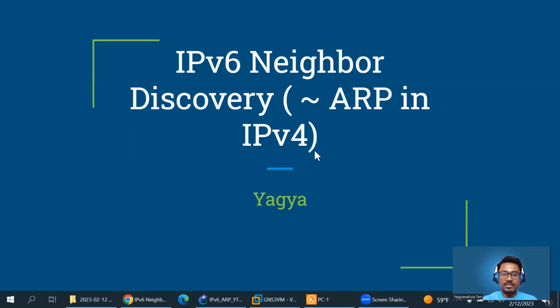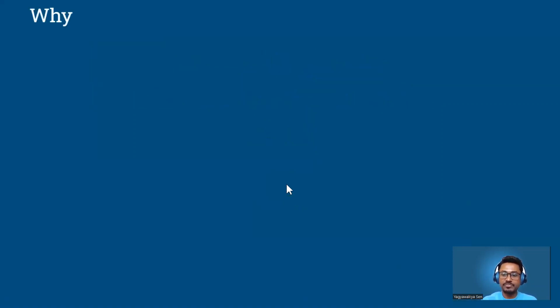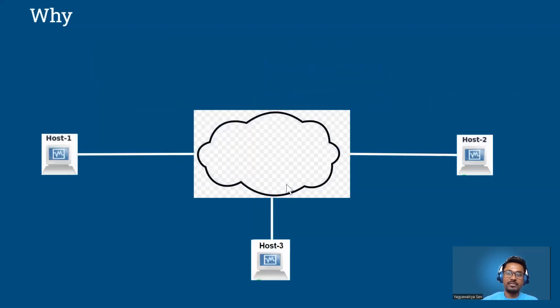With that, let's try to understand why we need neighbor discovery in IPv6. What is the problem it is solving? Let's say you have 3 hosts here, for example. This can be again any PC or servers, whatever. They are connected by some network, which can consist of routers, switches, hub, whatever.